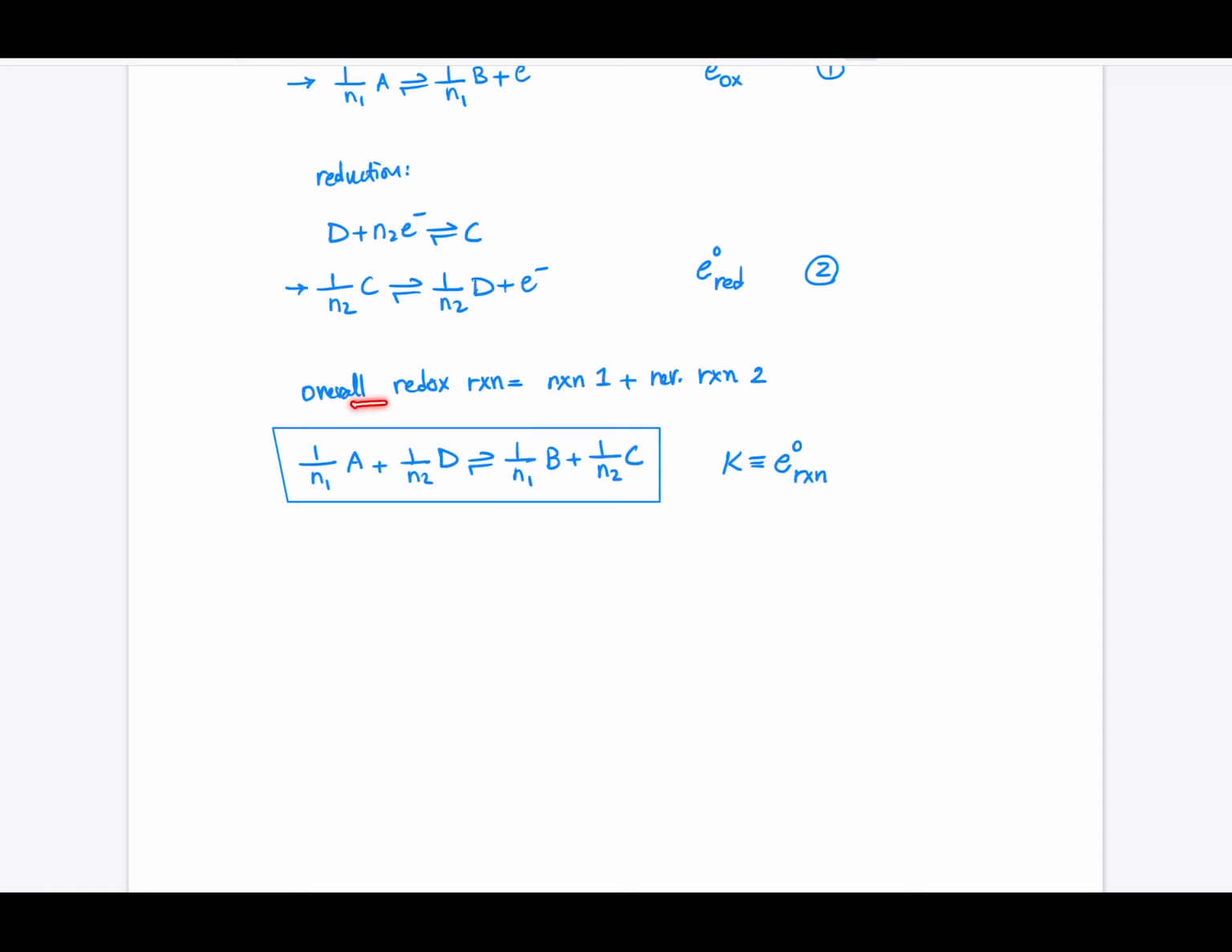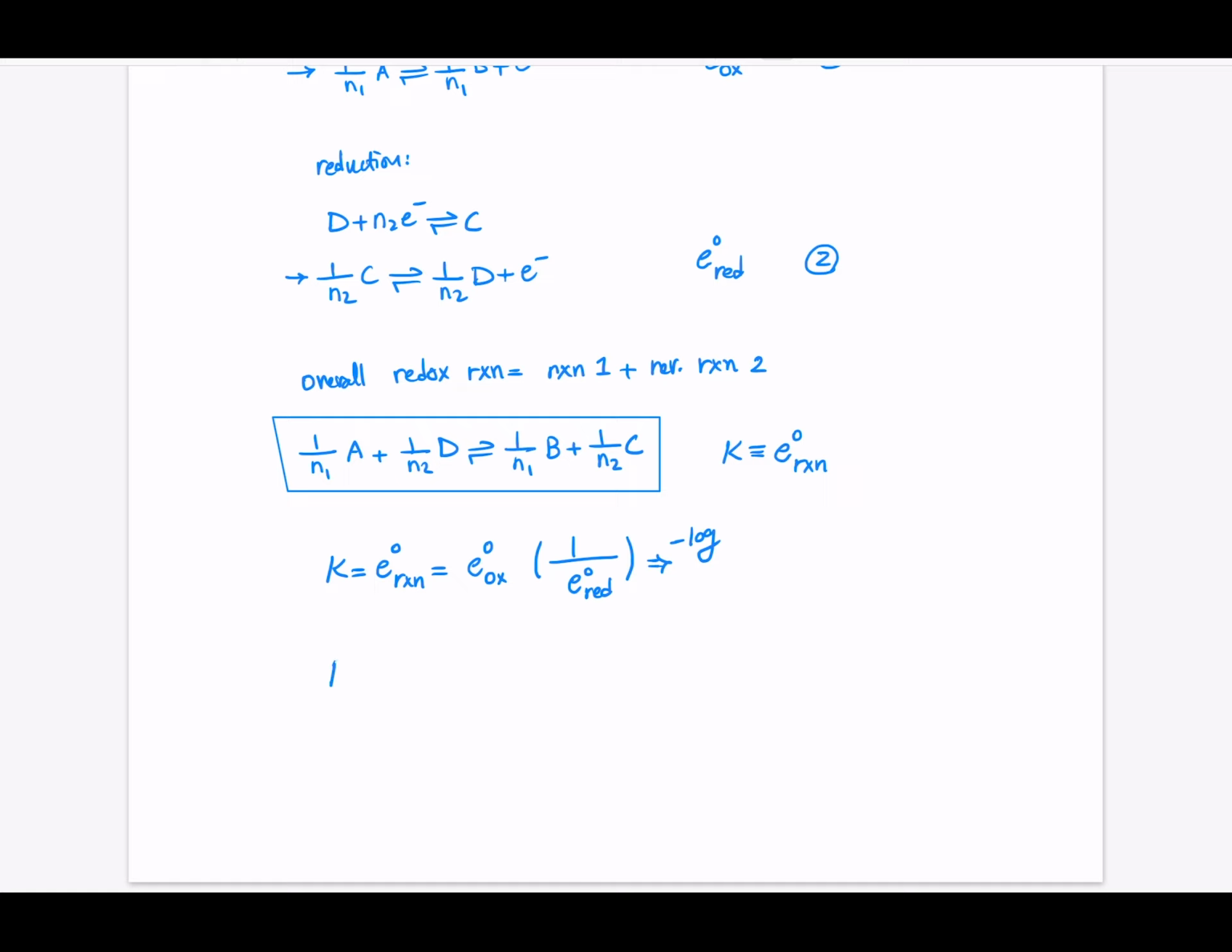And since we can make this overall reaction from these two reactions, we know how to use the K value of the individual ones. So then the K, which is E0 of reaction, would be the K of the first reaction times 1 over the K of the second reaction. Or we could do minus log, so PE0 of reaction is equal to PE0 of oxidation minus PE0 of reduction.